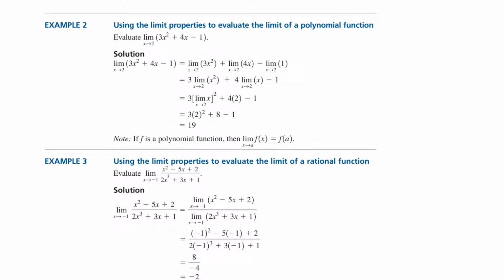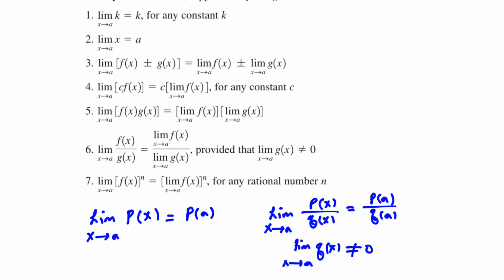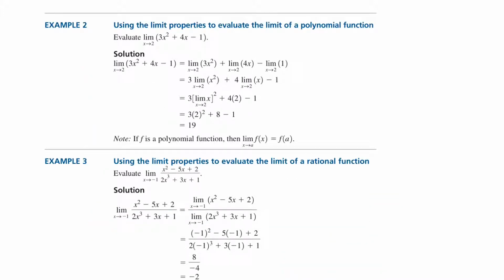Let's do example 1 using properties of limits. The limit of 3x² plus 4x minus 1 is the limit of 3x² plus the limit of 4x minus the limit of 1 as x approaches 2. We used property number 3. The limit of 3x² is 3 times the limit of x². The limit of 4x is 4 times the limit of x as x approaches 2. And the limit of 1 is 1.